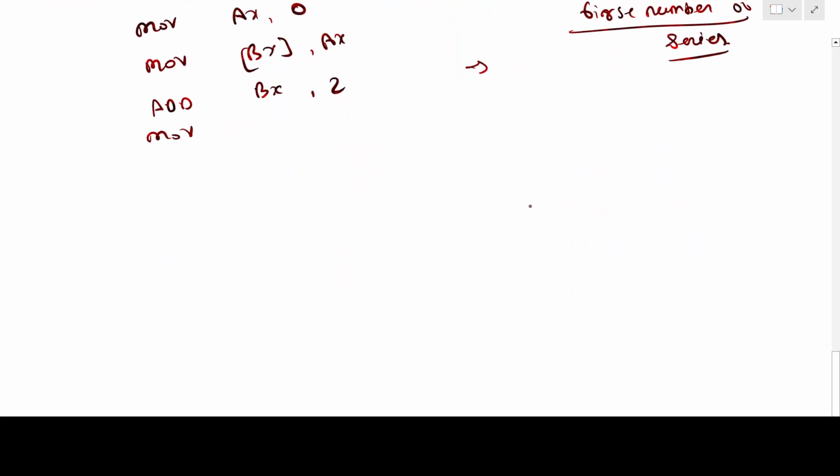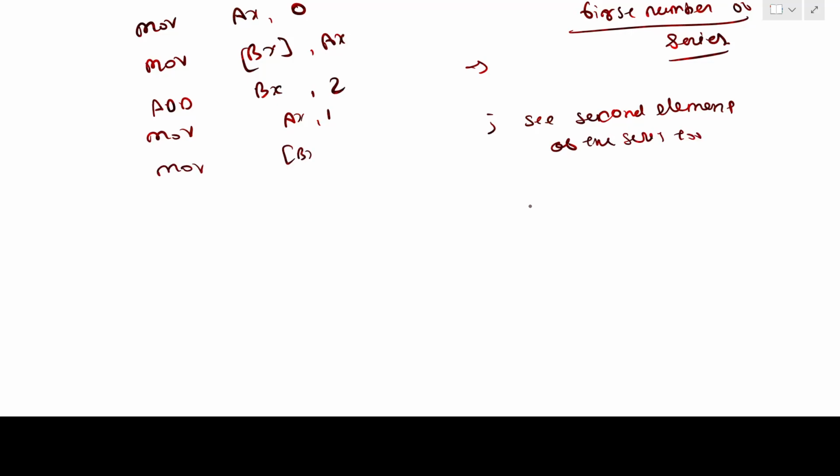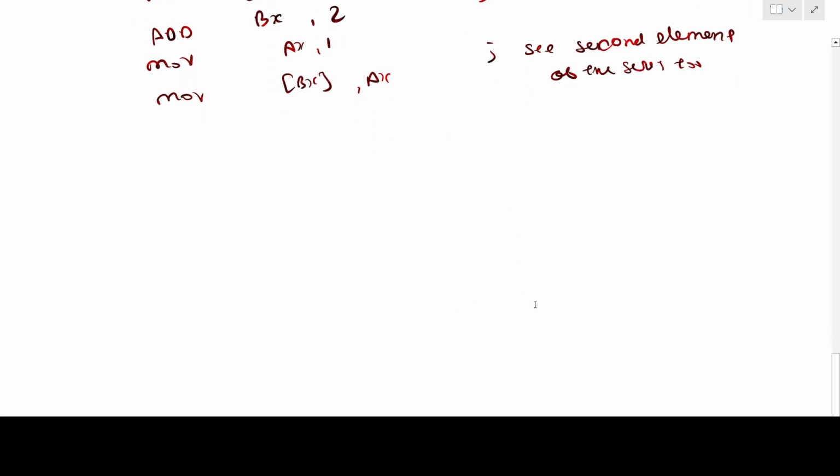Then move 1 to ax, and set the second element of the series to 1. Then mov [bx], ax. Then we will be writing the Fibonacci loop, fib_loop. This is our fib loop.